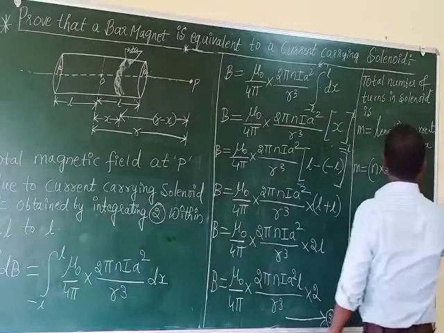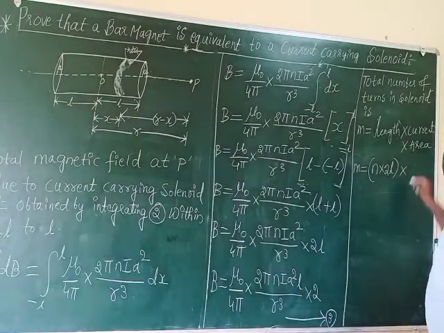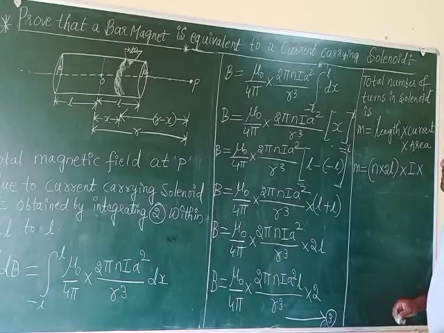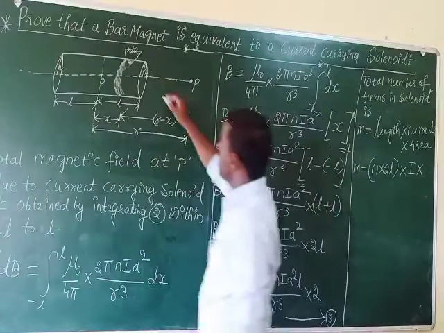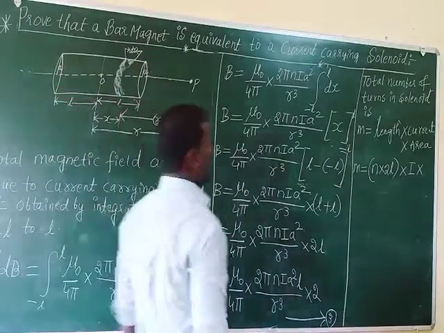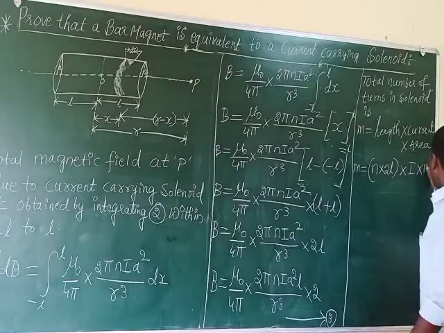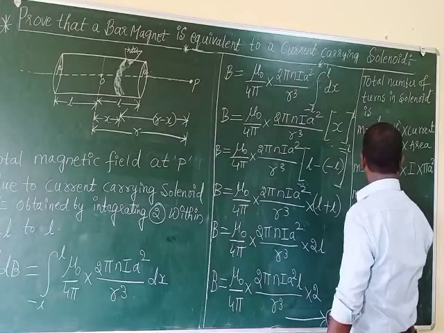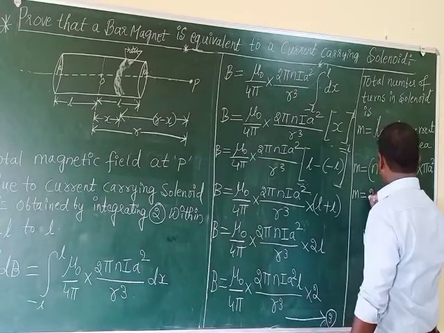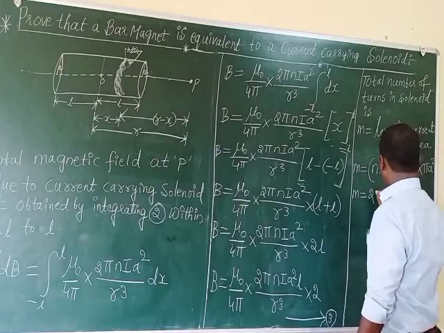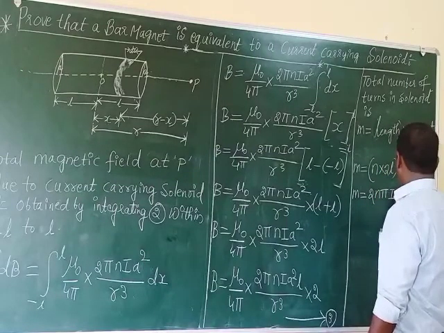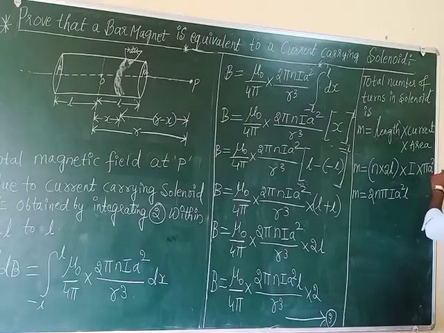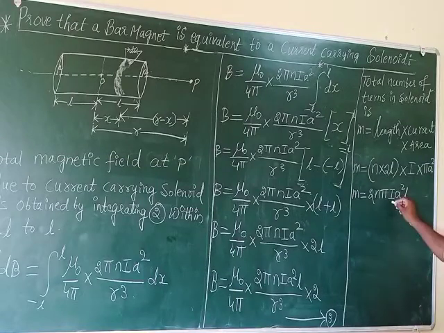Into current I. Area is pi r square. Area means the area of this end or this end, you will take. So pi r square, r is a, pi a square. So m equals 2n pi I a square L.